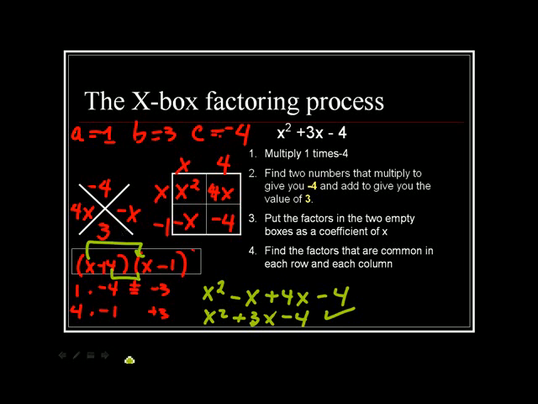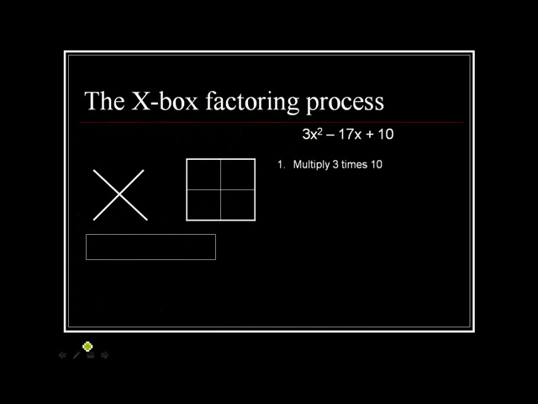Now let's try another one, now that we have found our factors. This time a is not equal to 1, it is equal to 3. So a is equal to 3, b is equal to -17, and c is equal to 10. So we multiply 3 times 10 and we get 30 for our AC position. B is -17. And we have to find our factors.